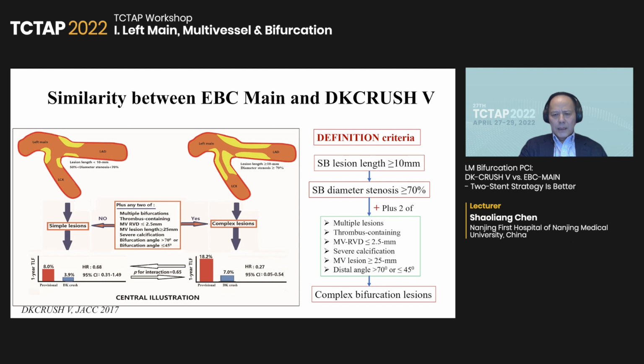So on the right panel, you can see for distal left main bifurcation, we stratify the lesion from the assessment of side branch lesion length. If it's greater than 10 mm, then we need to carefully assess the baseline diameter stenosis. If it was greater than 70%, then we need to provide at least 2 minor criteria.